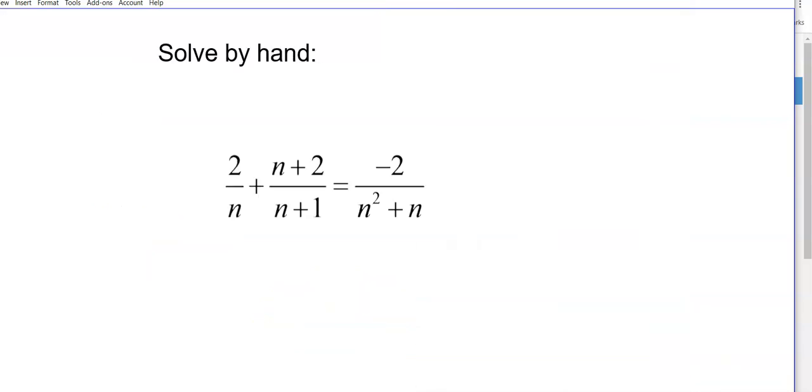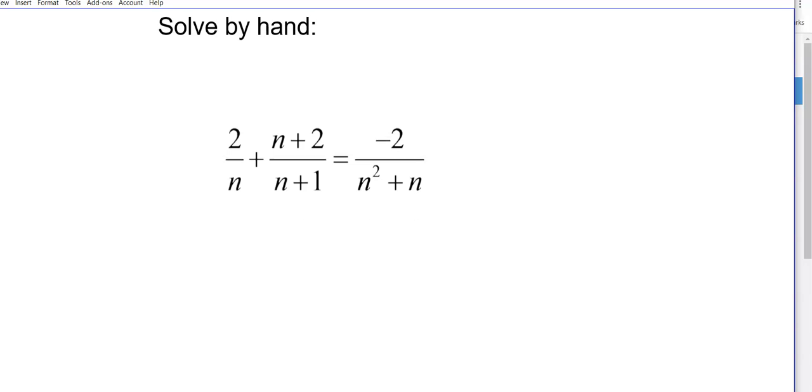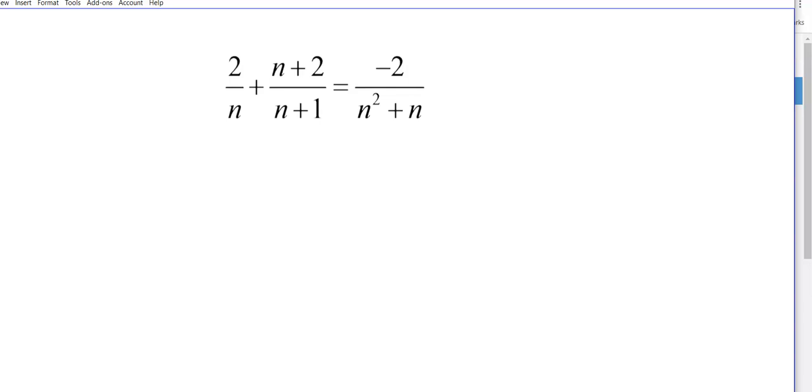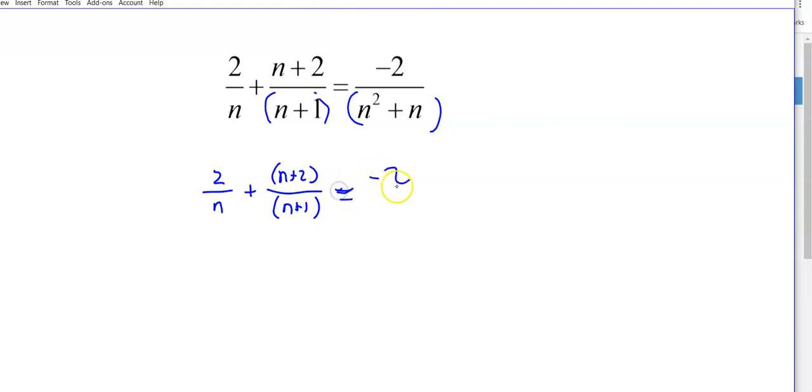Solve by hand. So wow, this looks like a really interesting problem. It says solve by hand, not the calculator, so let's try it. The first thing you want to do, obviously, is factor. Maybe you see some factoring there. There's not a whole lot, but there's a little bit of factoring. So 2n plus n plus 2 over n plus 1 equals negative 2 over n times n plus 1.